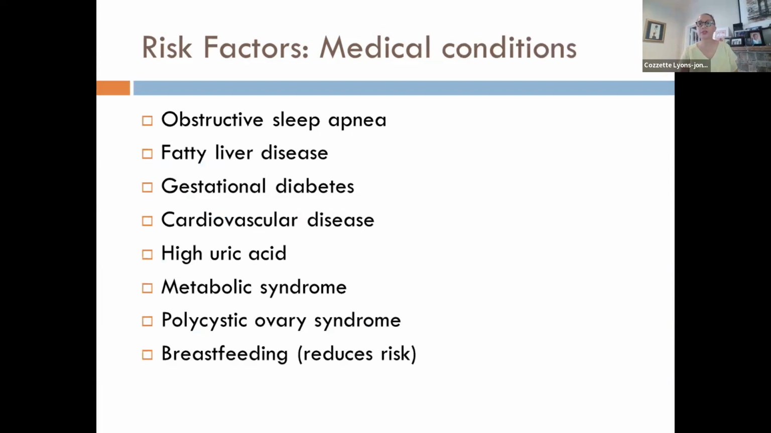There are different medical conditions associated with diabetes: obstructive sleep apnea, fatty liver disease. If you had pregnancy-related diabetes, gestational diabetes, that increases your risk of developing diabetes postpartum. Cardiovascular disease is associated with increased risk. High uric acid, if you have gout, hyperuricemia, and they got you on gout medications to bring the uric acid down. High uric acid itself can be associated with higher risk of developing diabetes.